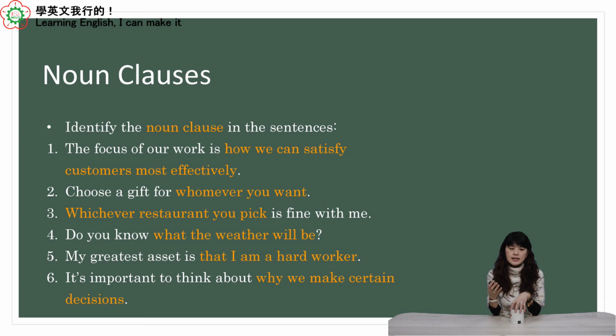The last sentence: it is important to think about why we make certain decisions. In this sentence, you can see it is the subject, it is a verb. It's important to think about something. So to think about why we make certain decisions: this is the noun clause as the object for "think about."